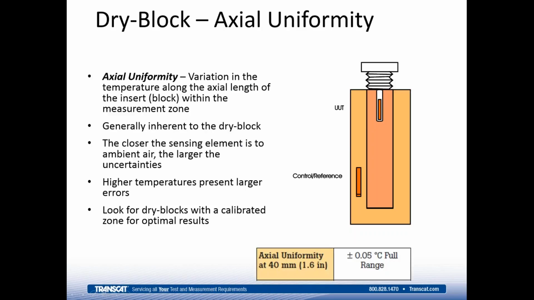Another type of uncertainty that I mentioned earlier was uniformity. Axial uniformity is talking about the difference between the top and the bottom of the block. It's the change in temperature along the insertion point, along the well. That's the axial uniformity. This illustrates a problem. The illustration here has a unit under test at the top with a very short probe, and my reference thermometer all the way down at the bottom.